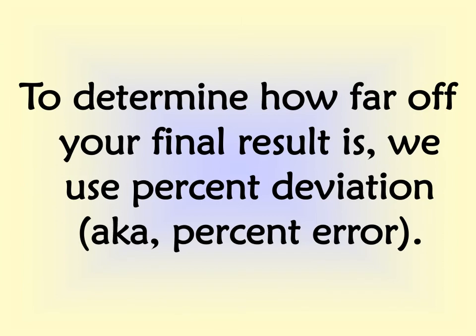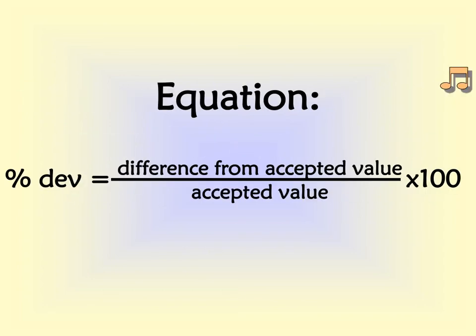So to determine how far our final result is off, so we've done the uncertainties thing and we've done our calculation. The question is, how much is the final answer we came up with off from the expected answer? So in other words, what's our percent deviation or our percent error? You're going to use this equation pretty often in my class, so you need to know it. The percent error equation or percent deviation equation is percent deviation equals the difference from the accepted value divided by the accepted value times 100. So you subtract your value from what's accepted, you divide it by what's accepted, and multiply by 100, and that gives you the percent deviation.